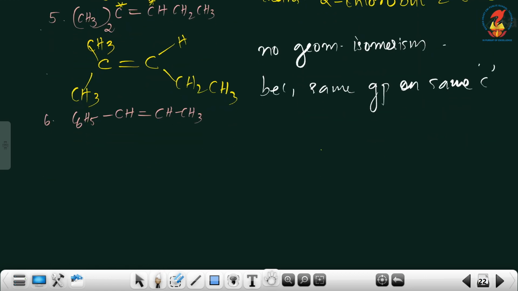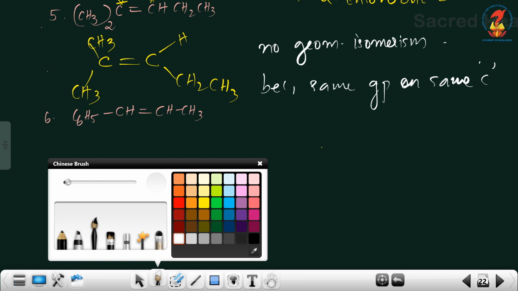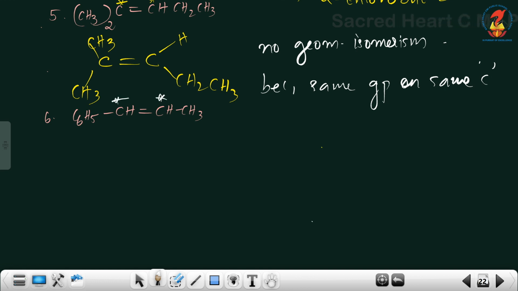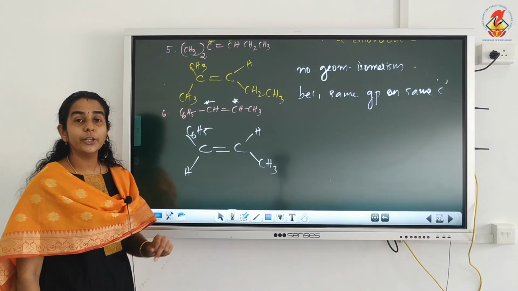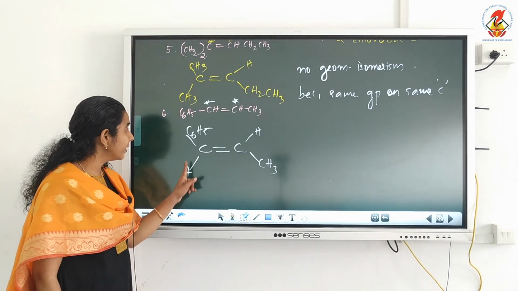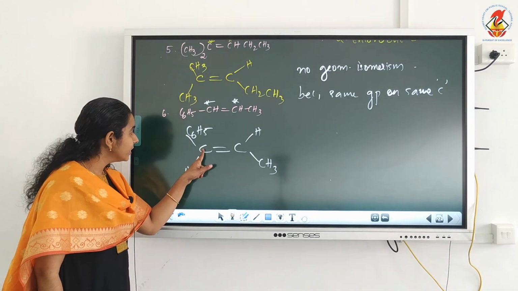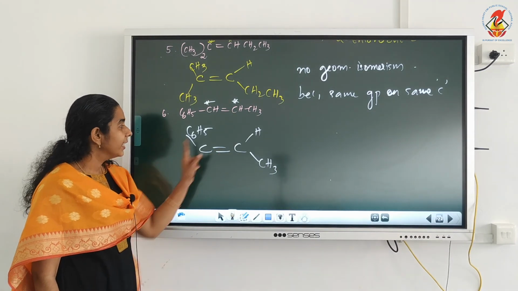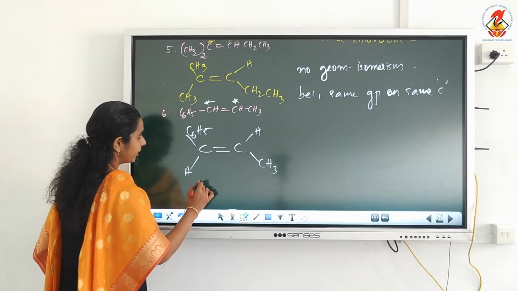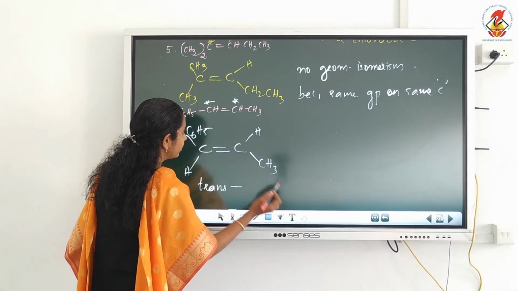Okay. Now the next one. So here also first we have to mark the double bonded carbons. First draw the double bonded carbons. Which are the groups on the first one? Phenyl group, that is C6H5, and the other one is hydrogen. On the second carbon, one is hydrogen and one is methyl group. So here, which is a similar group present on this double bonded carbon? Yes, hydrogen. On this carbon there is hydrogen, on this carbon also there is hydrogen, and what about their position? They are in opposite positions, so this is the trans isomer.